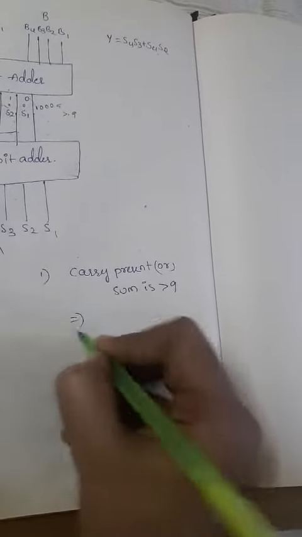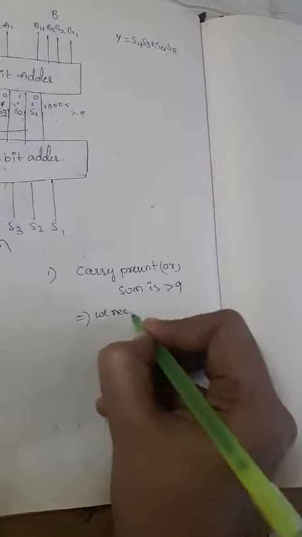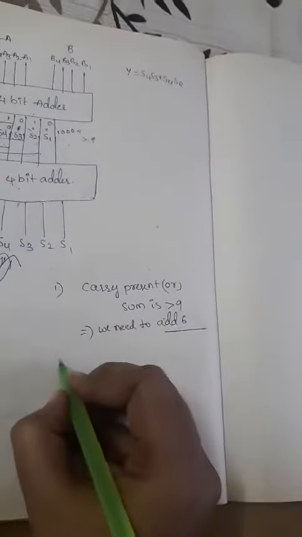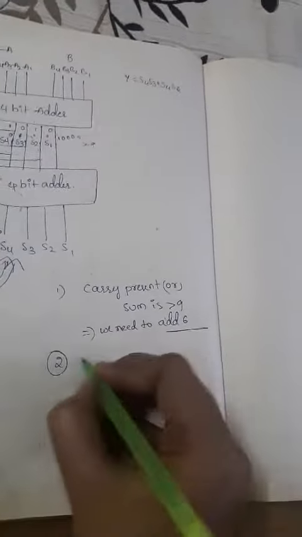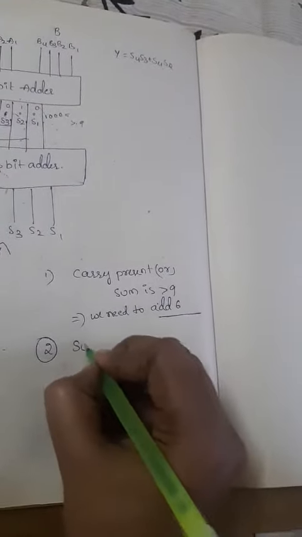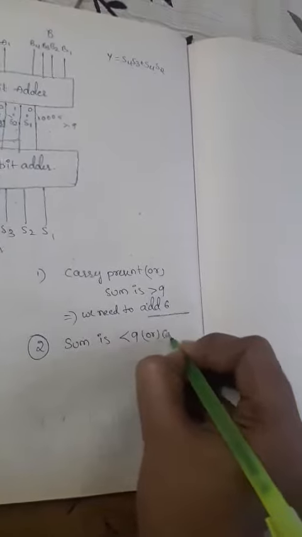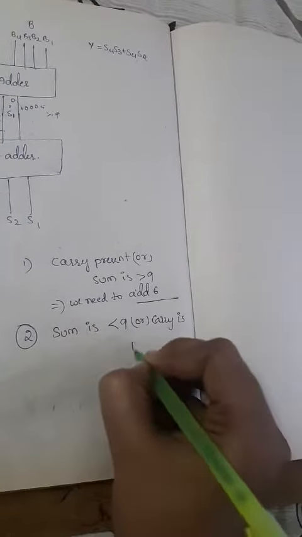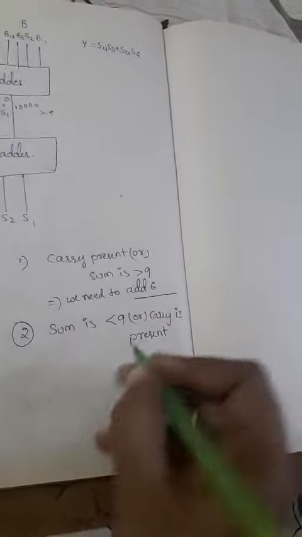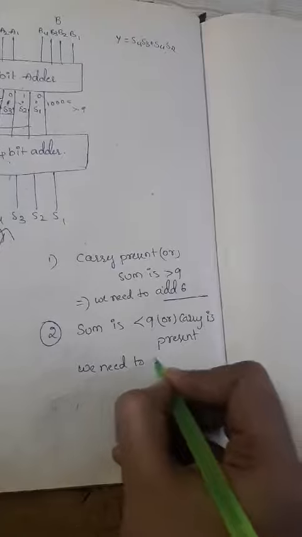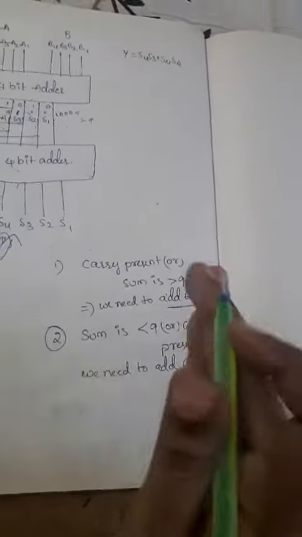Okay, so the first logic is if carry is generated, okay, carry is present or sum is greater than 9, then we need to add 6. This is the first case, and the second case is sum is less than 9 or carry is present. This is the second logic. So carry is present means compulsory we need to add 6.